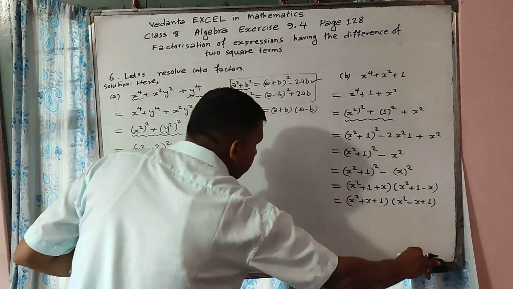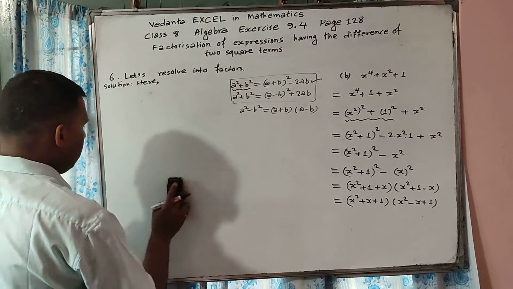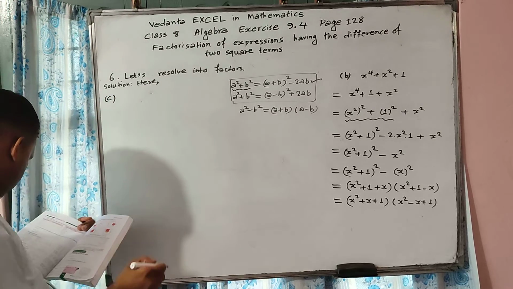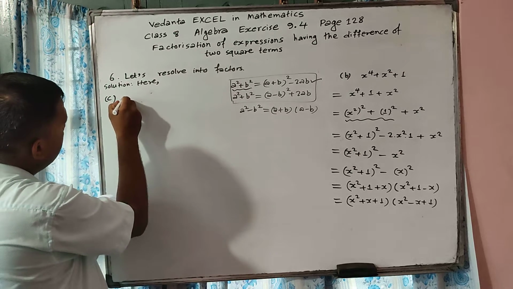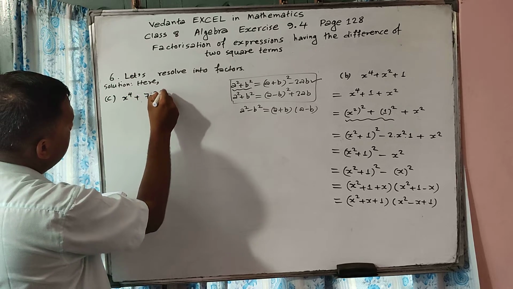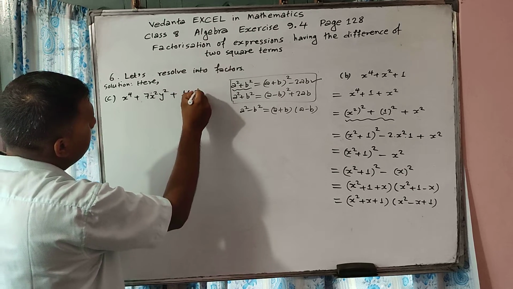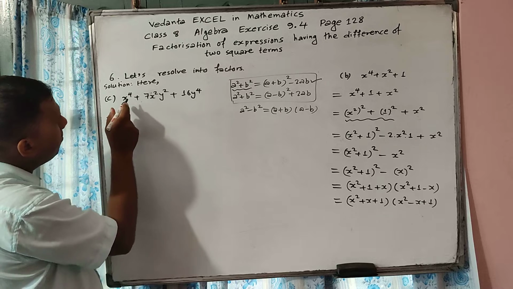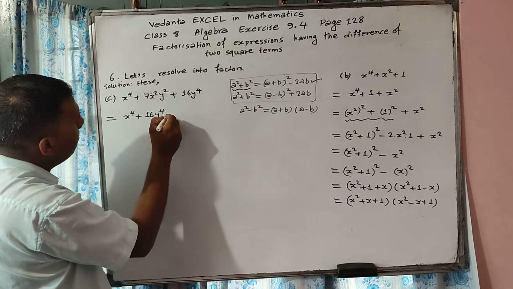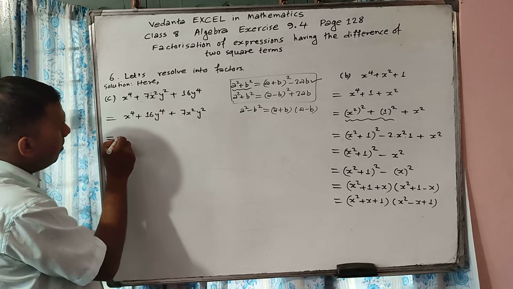Now for C. On C we have x to the power 4 plus 7x square y square plus 16y to the power 4. Now writing first and last together, x to the power 4 plus 16y to the power 4 plus 7x square y square. X to the power 4, that is x square whole square.